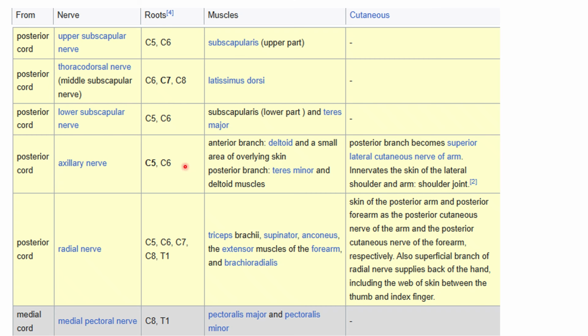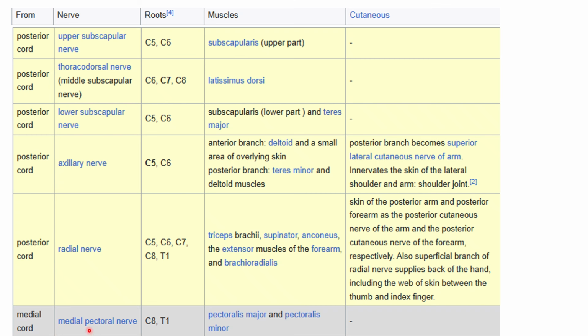Axillary nerve, C5, C6, anterior branch, deltoid, and a small area of overlying skin. Posterior branch, teres minor, deltoid muscles. Radial nerve, C5, C6, C7, C8, T1. Triceps brachii, supinator and anconeus and extensor muscles of the forearm, and brachioradialis.